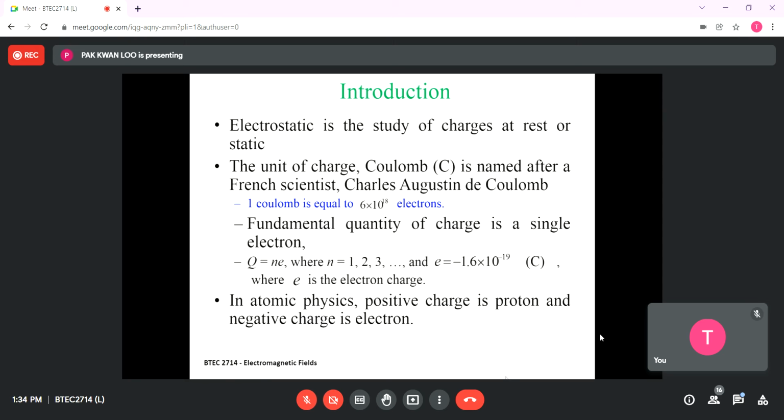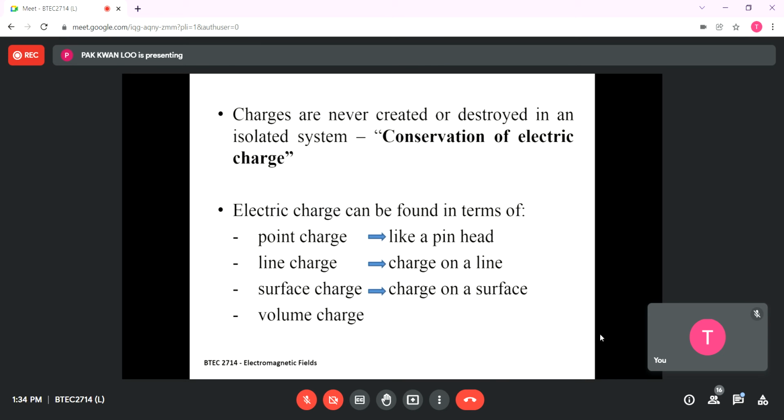So Coulomb's law was found experimentally, the laws were determined experimentally. Charge can never be created or destroyed in an isolated system. Therefore, we have conservation of electric charge, the same as goes for conservation of energy.